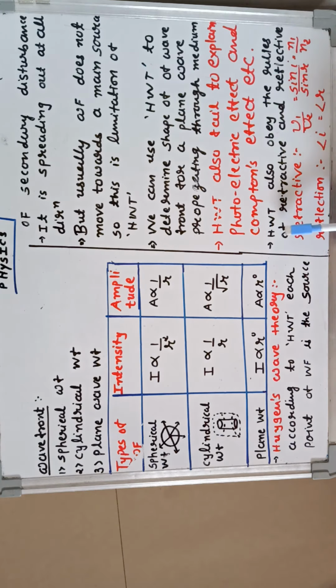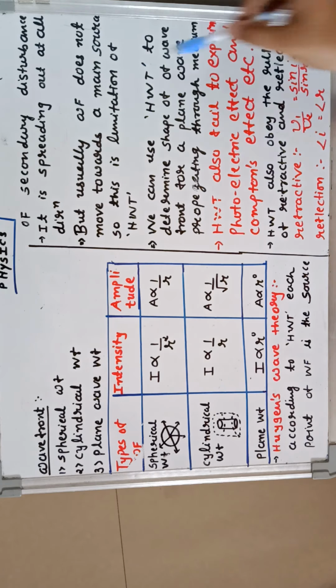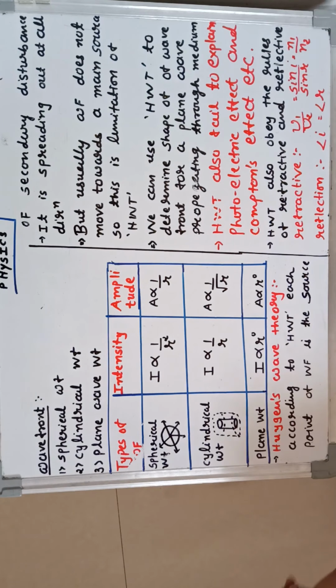Now the benefit: it obeys the rules of refraction and reflection. Refraction means v1 upon v2 is equal to sin i upon sin r, as we studied in ray optics. It is according to Snell's law, so v1 upon v2 is equal to sin i upon sin r, which is equal to n2 upon n1. For reflection, the principle is i is equal to r. It means the incident angle is equal to the reflection angle. So this is the basic knowledge of the wave theory.